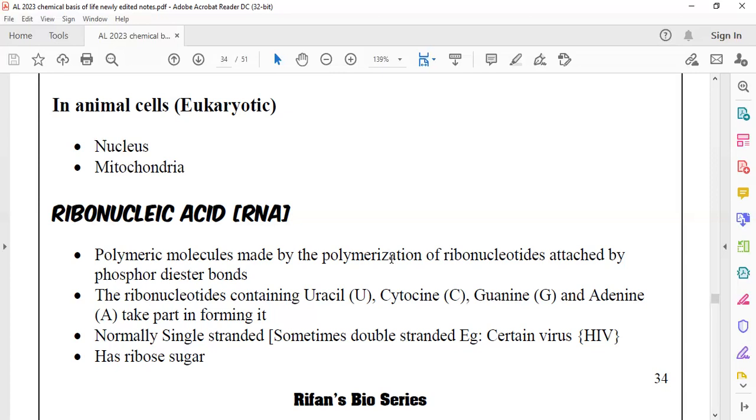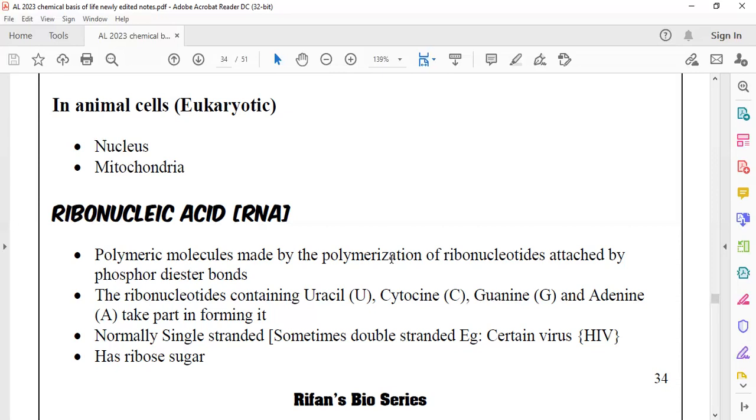Like DNA, RNA is also a nucleic acid. DNA is a polymer of deoxyribonucleotides, while RNA is a polymer of ribonucleotides. Among the ribonucleotides, 4 nitrogen bases are possible: adenine, guanine, cytosine, and uracil. No chance for thymine in the RNA.